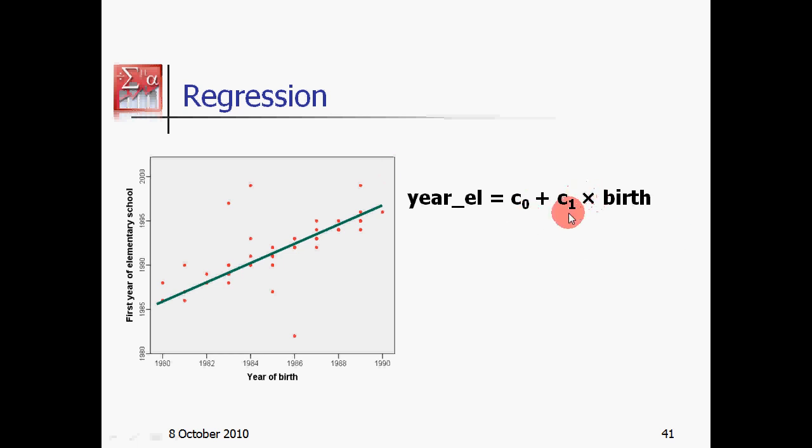C0 and C1 are two coefficients. C1 is called the slope and gives you an idea of the slope of the line. If it is positive, the line goes up. If it is negative, the line goes down.